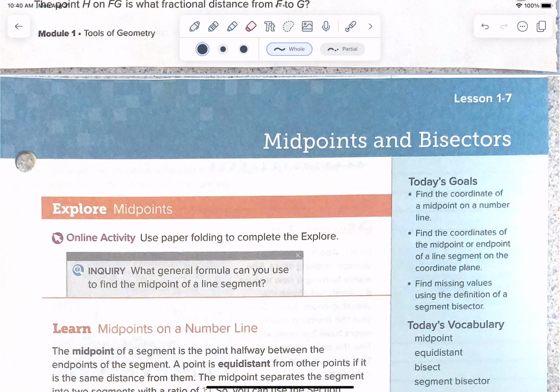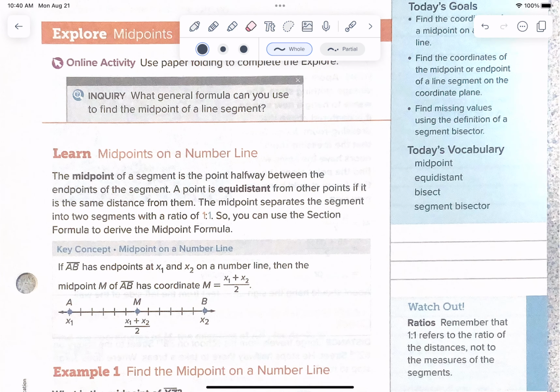This is the last section of the chapter. We're doing midpoints today. Midpoints. Finding the midpoint is like finding the... Anybody have a guess? Middle. Not middle, that's not the right answer, but that's right.